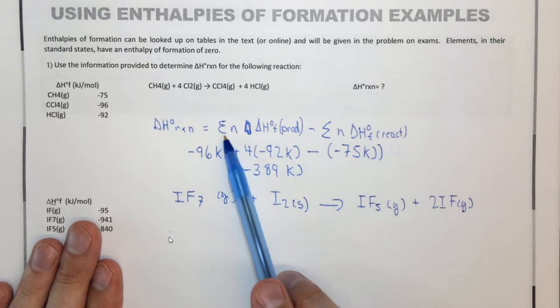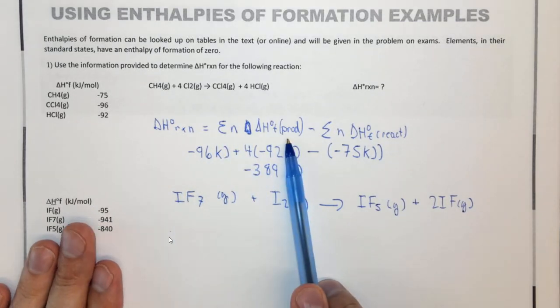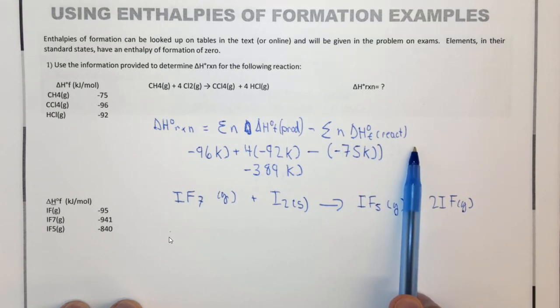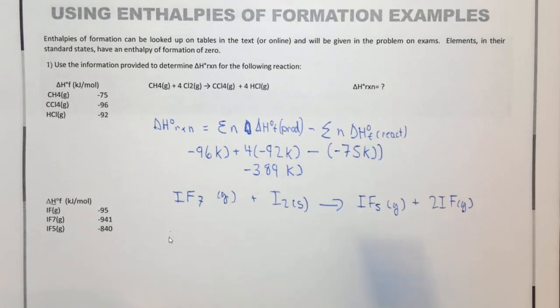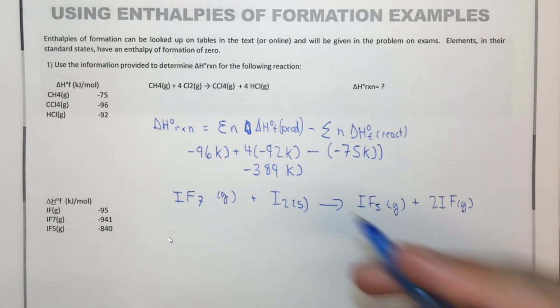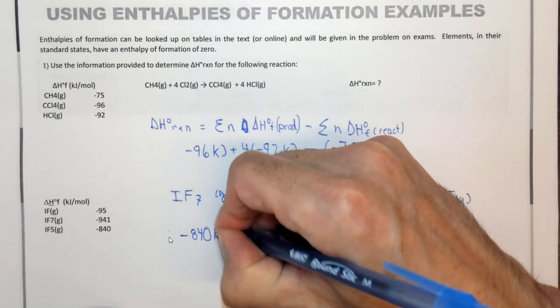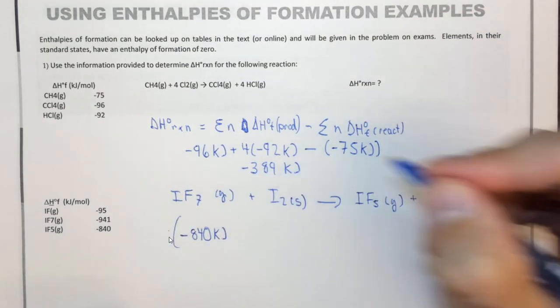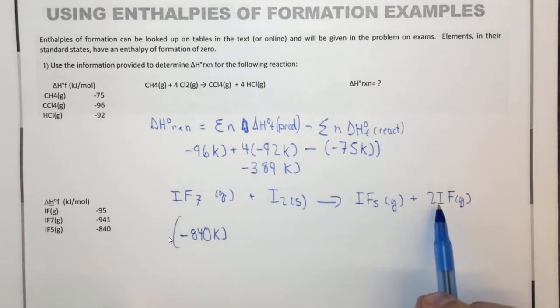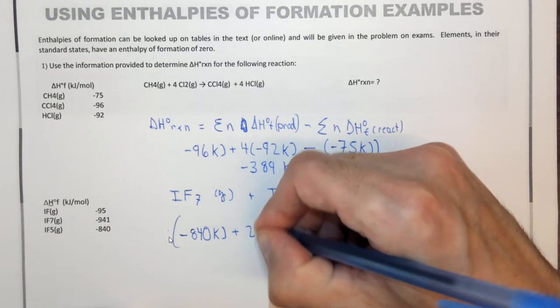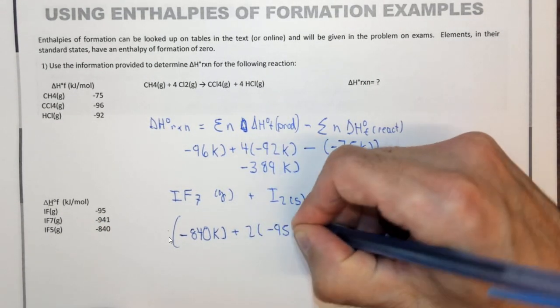Delta H reaction equals the summation of n times the enthalpies of formation of the products minus n times the enthalpy of formation of the reactants. So same equation, just a different application. So let's find the first product. The first product is IF5. There's one of them, so it's minus 840 kilojoules. We don't need to multiply it by anything because there's only one. The next case, we have 2IF. So we add to that 2 times negative 95 kilojoules.